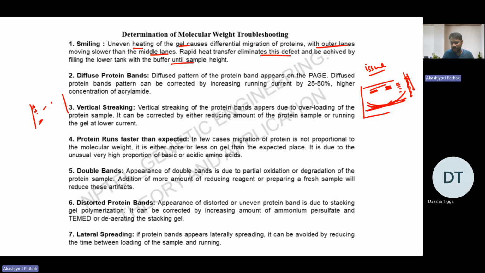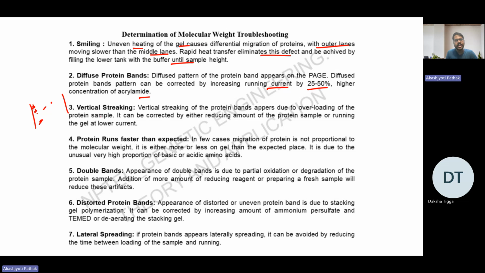Okay. The second is diffuse protein bands. When can you get diffuse protein bands? If the acrylamide gel that you have prepared is not uniform, or if one portion of the gel has less concentration of acrylamide compared to another portion, then in those cases you will not get a crisp protein band, you will get a diffuse protein band. Okay. So diffuse protein bands can be corrected by increasing the running current by 25 to 50% higher, and by using a higher concentration of acrylamide. If you increase the concentration of the acrylamide, then you will get very sharp bands.